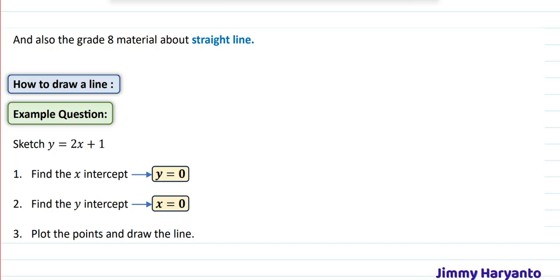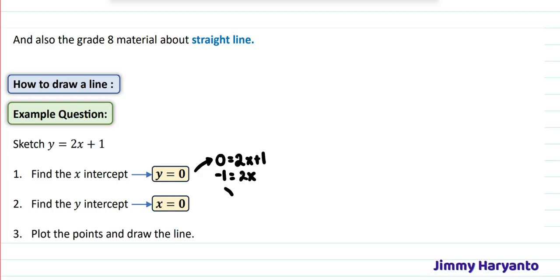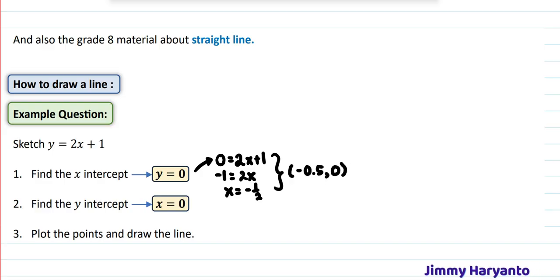First, you have to find the x-intercept. For the x-intercept, the formula is y equals 0. That means 0 equals 2x plus 1. And then find the value of x. You will move negative 1 to the other side, and then x equals negative half. So from this one, we'll have (-0.5, 0) as the x-intercept.